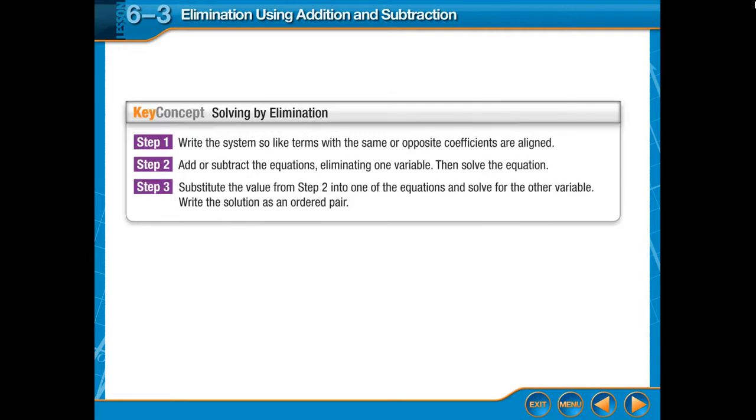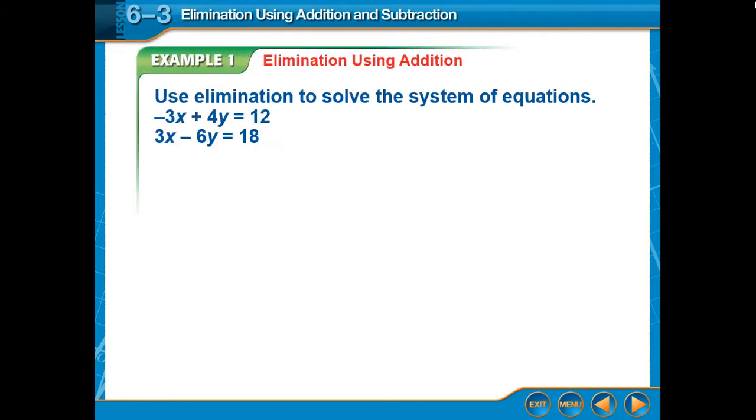The steps to do this are: Step 1, write the system so that like terms with the same or opposite coefficients are aligned. Step 2, add or subtract the equations, eliminating one variable, and then solve the equation. Step 3, substitute the value from step 2 into one of the equations and solve for the other variable. Write the solution as an ordered pair. We'll go into what that actually means by doing an example.